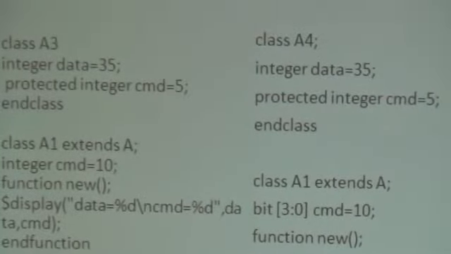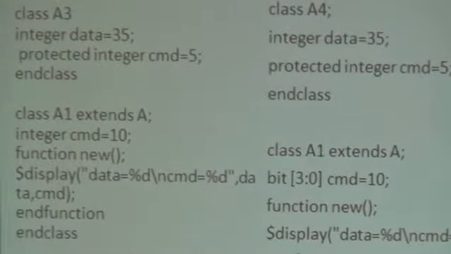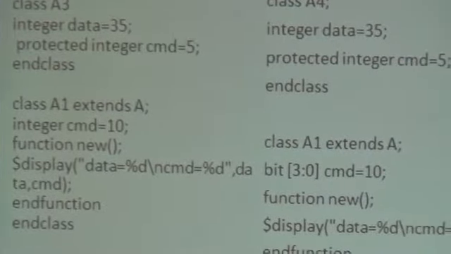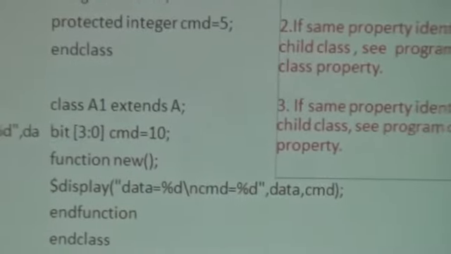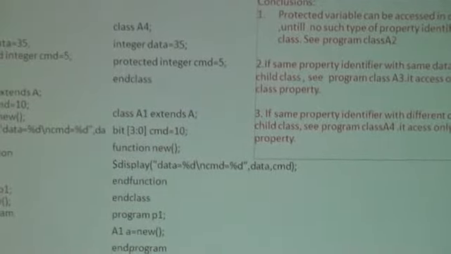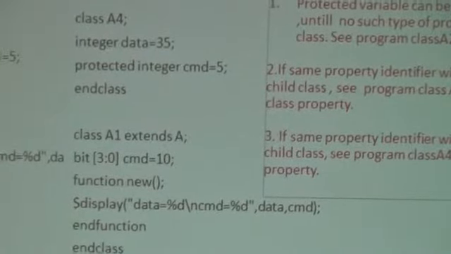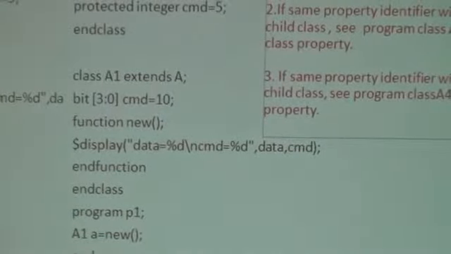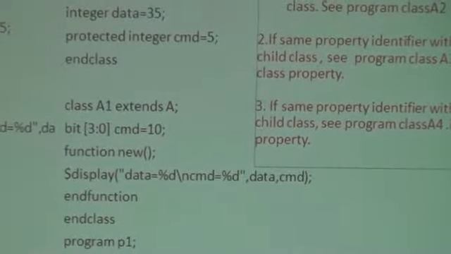So to access the parent class protected property, there should be no same identifier, even if it is of the same data type or different data types. Here, both protected integer CMD equal 5 and integer CMD equal 10 are of the same data type, integer. Let us see the same example with different data types. Here, class A4 has integer data 35 and protected integer CMD equal 5 in the parent. In the child, I have declared bit [3:0] CMD equal 10. Before it was integer CMD, now it is a bit data type. Both are of the same identifier but of different data types.